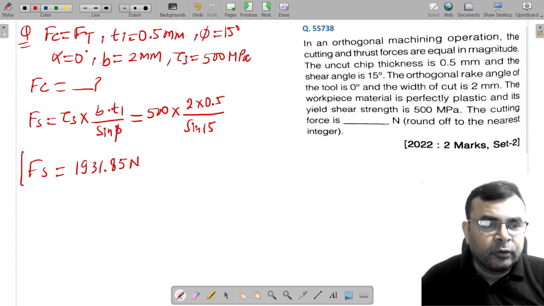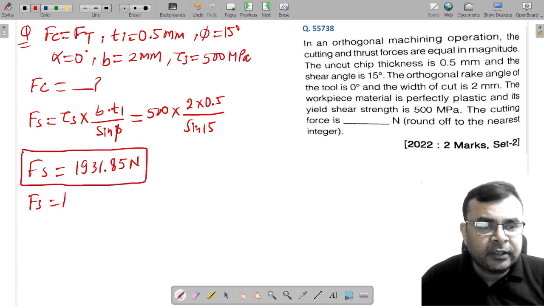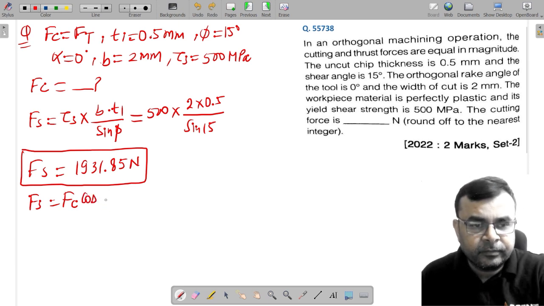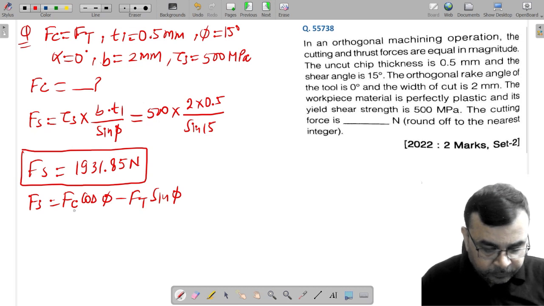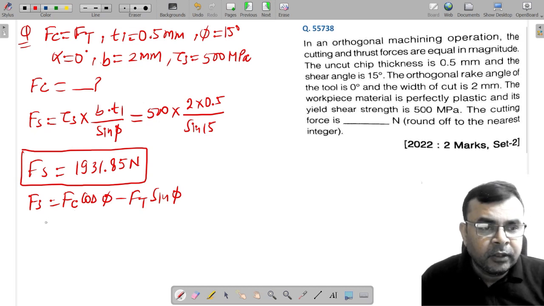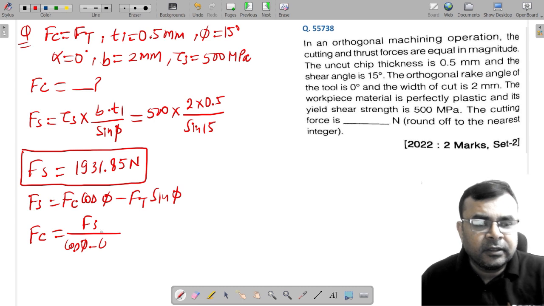This is shear force. And after getting shear force, as you know, this is nothing but FC cos phi minus FT sin phi. Is it right? So as you know that FC and FT are the same, can I say Fs over cos phi minus sin phi?